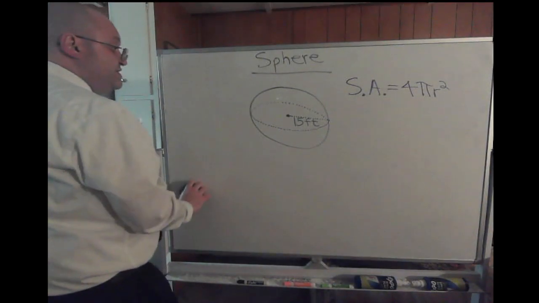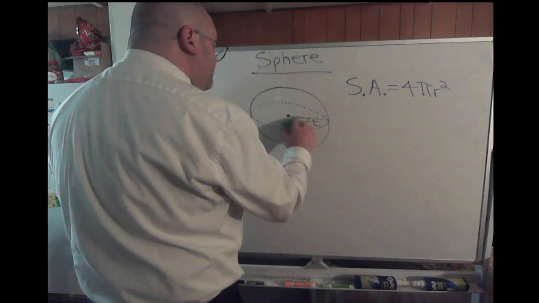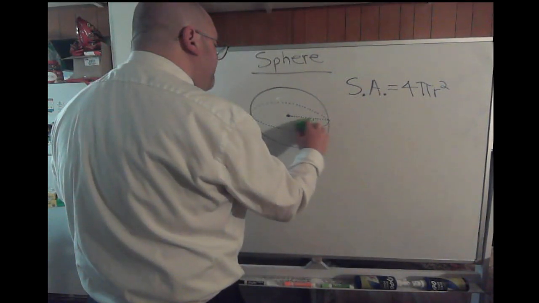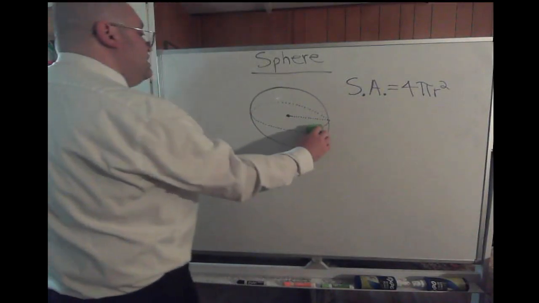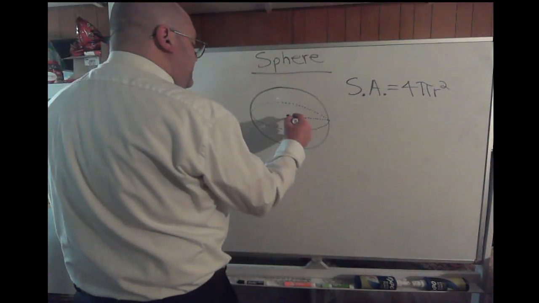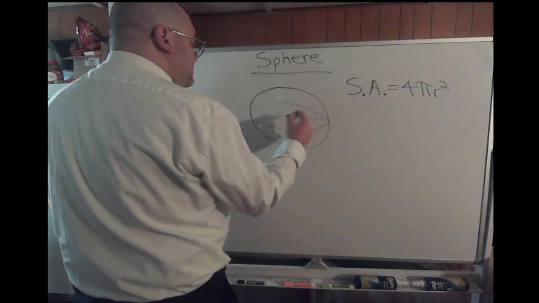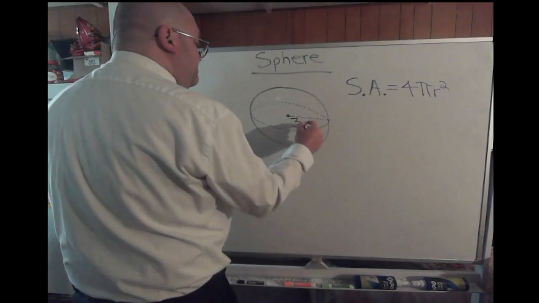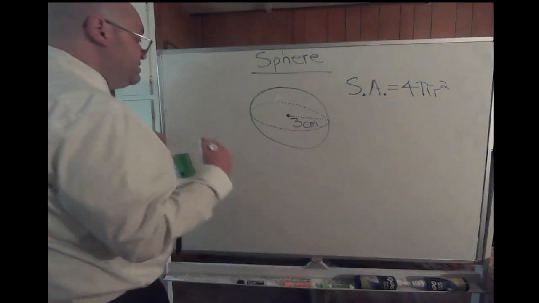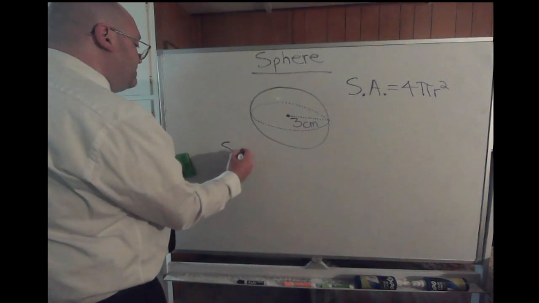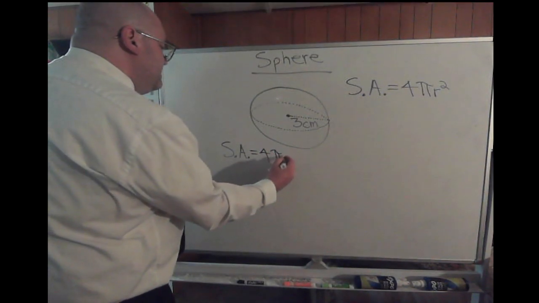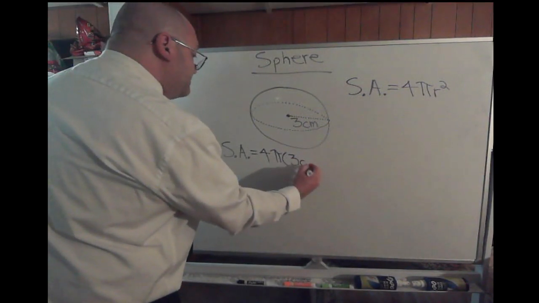Alright, well, we can't have the same radius. That would be kind of stupid if I'm going to do another example. Let's say the radius of this sphere is going to be, it's a small one, I'll say 3 centimeters. The radius of this sphere is about 3 centimeters. So I want to find the surface area of this sphere. Again, I'm going to take 4 times pi times that radius of 3 centimeters to the second power.